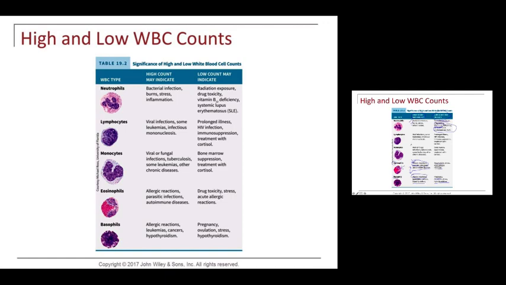Now, the monocytes are high with viral or fungal issues. Also can be high with TB, leukemias, and low if the bone marrow is suppressed. Also, treatment with cortisol. People get cortisone shots, cortisol, prednisone. They can all decrease the monocytes, and the immune system becomes weaker.